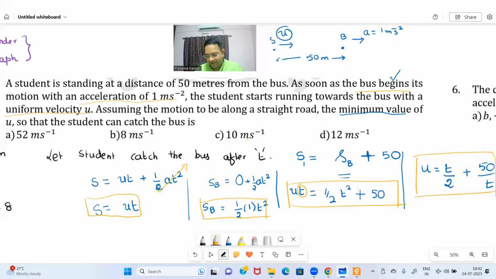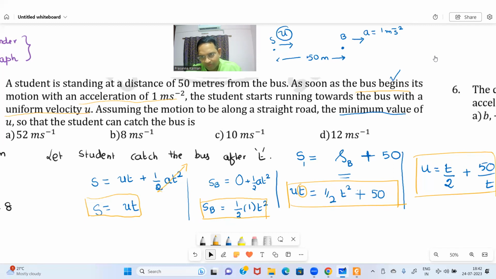Okay, everybody, have you taken down till here? Any doubts? Any doubts till here, until u is equal to t by 2 plus 50 by t? Any doubts? No, sir.